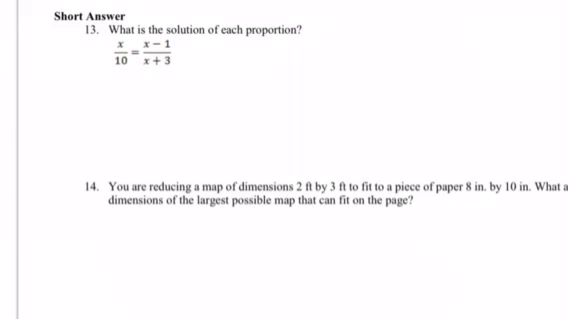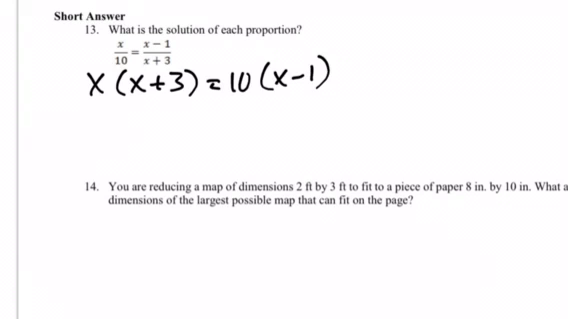And as we move on, now we are on the final page of the practice test. So starting with number 13 here, we need to solve this proportion. We do have some x's in the denominator, so I would recommend cross multiplication. So we would have the x times x plus 3, and then the 10 times the x minus 1. Distributing the x through, we get x squared plus 3x equals 10x minus 10.